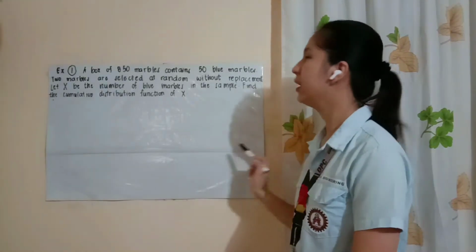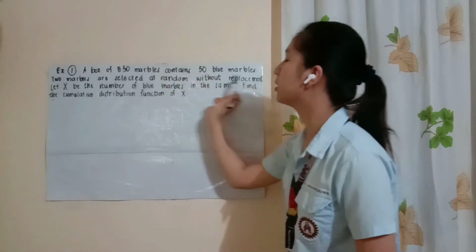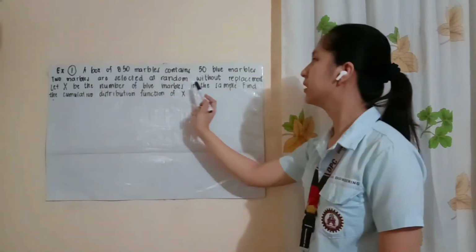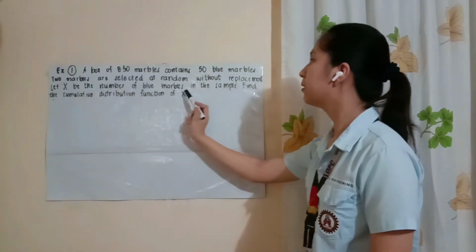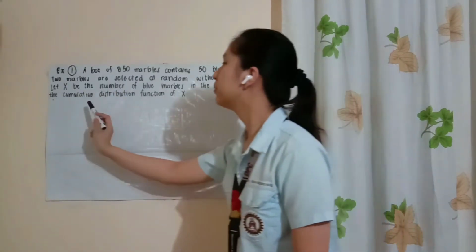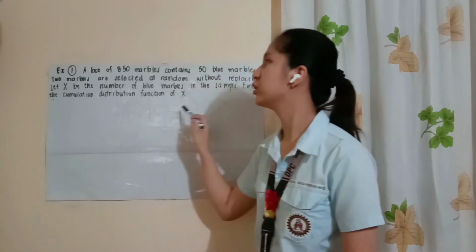So para mas maintindihan natin ang cumulative distribution function, let's try to answer this problem. A box of 850 marbles contains 50 blue marbles. 2 marbles are selected at random without replacement. Let x be the number of blue marbles in the sample. Find the cumulative distribution function of x. So dito, ang hinahanap daw natin ay cumulative distribution function of x.